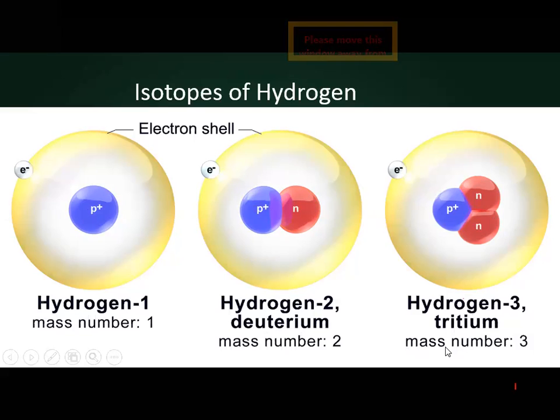So tritium has mass number 3 because the number of neutrons is increased: 1 proton and 2 neutrons. Then totally the nucleus contains 3 mass number. The atomic mass of the nucleus is 3. So there are 3 different isotopes of hydrogen. 3 different types of hydrogen atoms are present. They exist in the universe.